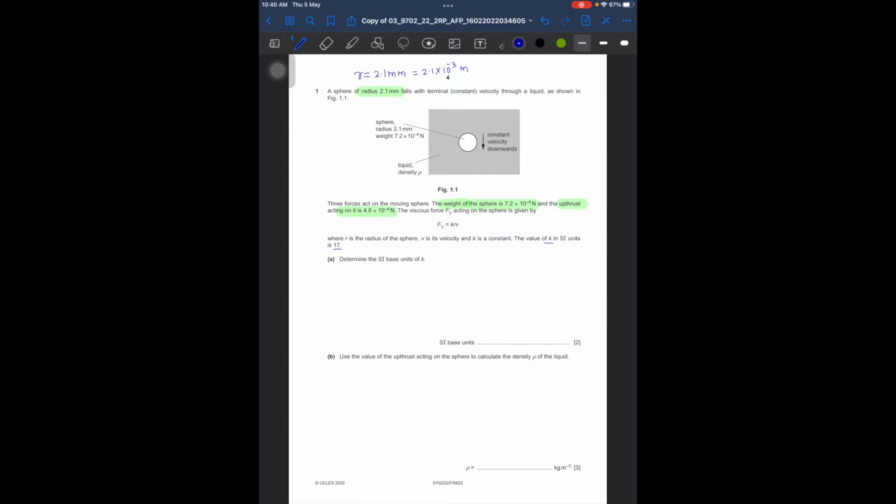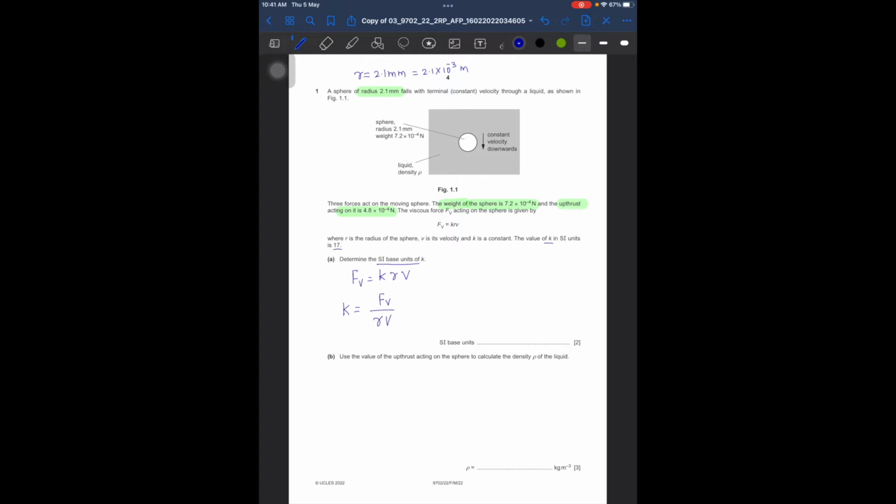The first question is asking, determine the SI base units of K. So what we will do is, first we will take the formula which is given to us for the viscous force, Fv equal to KRV. Then we are going to arrange it for K, because that's what we want to get the base units for. So we'll make K the subject. So K equal Fv over RV.